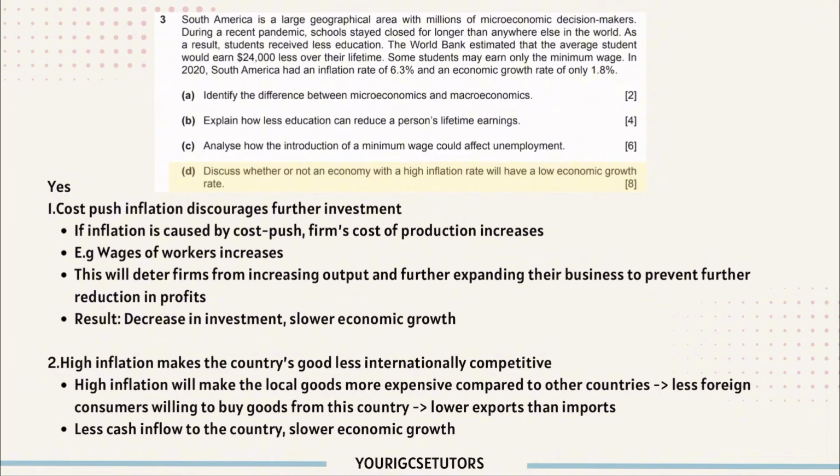Second, high inflation makes the country's goods less internationally competitive. So basically, high inflation makes the local goods more expensive compared to other countries' goods. So foreign consumers are less willing to buy goods from this country because it's more expensive. Therefore, there are lower exports compared to imports. So this will cause less cash inflow to the country, which causes slower economic growth.